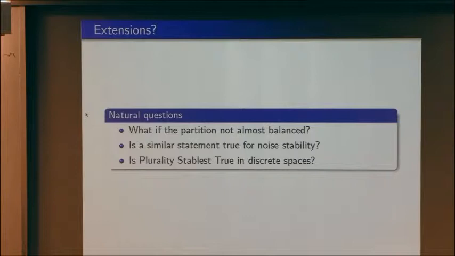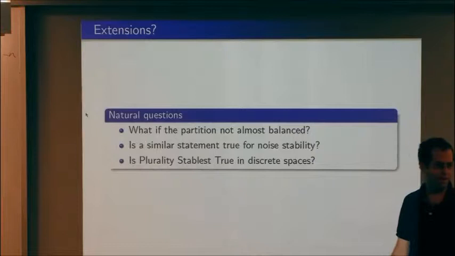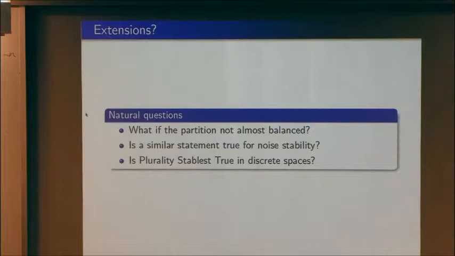And of course, given this, there are various natural questions. First of all, just for the Gaussian as an isoperimetric problem, what happens if the partitions are not almost balanced? Is a similar statement true for noise stability? And, you know, is what we call plurality stable? Is it true for discrete probability spaces? Okay, so these are questions that I've been asking myself for a long time.